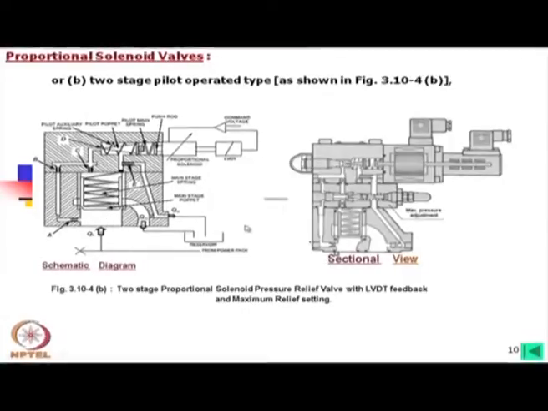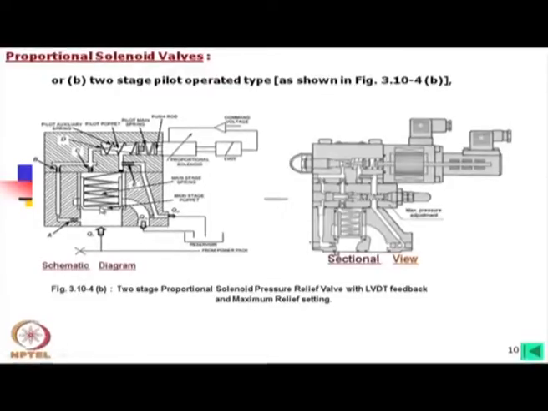Now, suppose the pressure increases, then what will happen? The more force will be here, the orifice size will increase, more flow will be there, more pressure drop will be there, and then at one point the spring force and this pressure force will be less than the force here, and then this will be lifted, and oil will go through this.